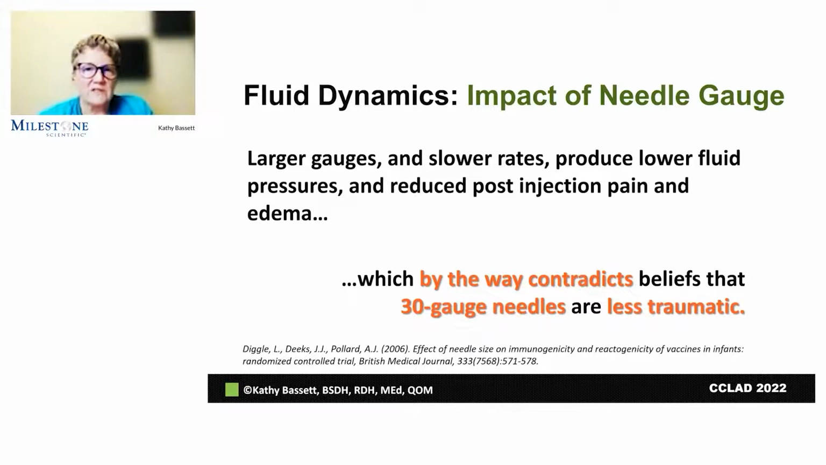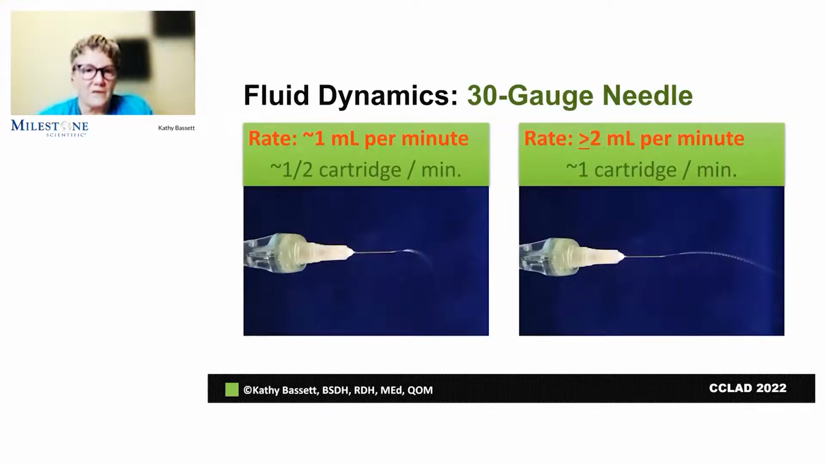Larger gauges and slower rates, however, produce lower fluid pressures, reduce post-injection pain, and reduce edema. That is the complete opposite of the belief that 30 gauge equals less trauma. So if you have a 30 gauge at 1 milliliter per minute, you're going to have a greater stream forcing out than you're going to have with a 25 or a 27 gauge needle.